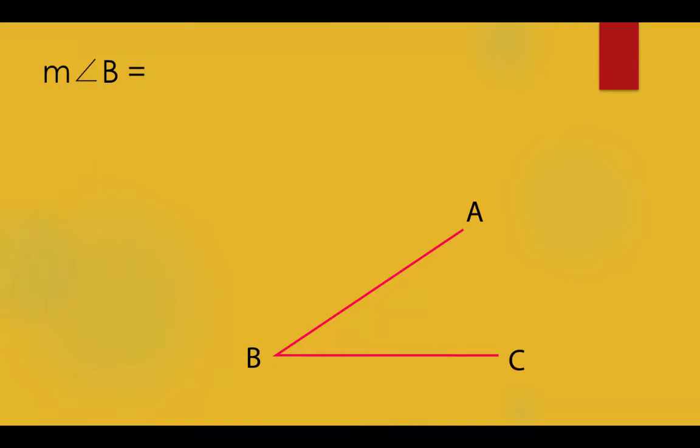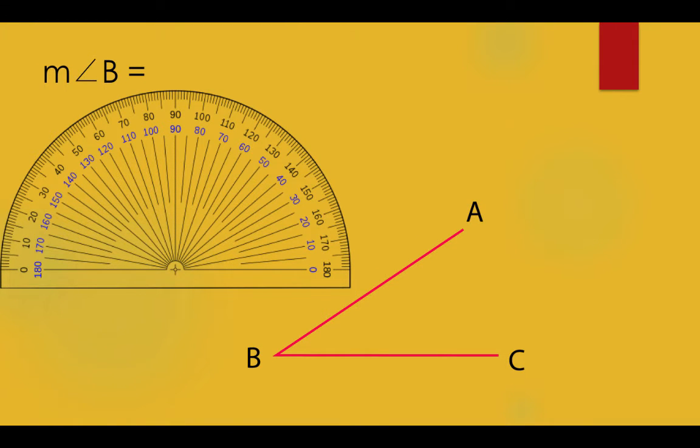Here is an angle labeled ABC. We've been asked to provide the measure for angle B. To do so, we'll use a protractor. Here's a protractor. To measure the angle, slide the crosshairs found midway across the length of the protractor to the vertex of the angle you'd like to measure.